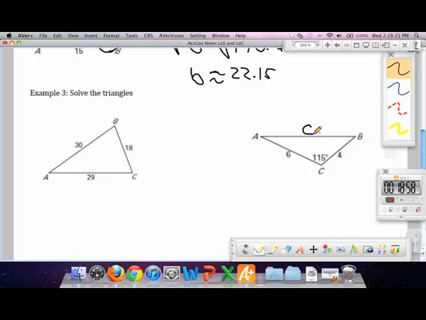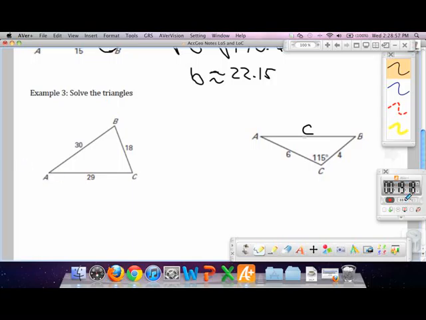The nice thing about the law of cosines, one of the reasons why I like it the most, is that you can use it to find angles even if you don't know any one angle. You can use it if you know all 3 sides. You can actually calculate the angles of a triangle.